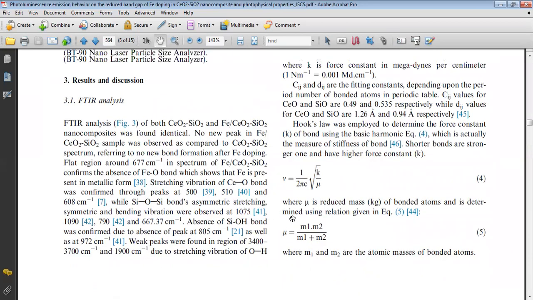And here the reduced mass in kilograms is equal to mass 1 times mass 2 over the sum. That means m1 and m2 are the atomic masses of the bonded atoms. Let's suppose this is the cerium, O, and this is m1 and this is m2, and similarly this is the multiplication of both masses, divided by the sum of the same masses over here.